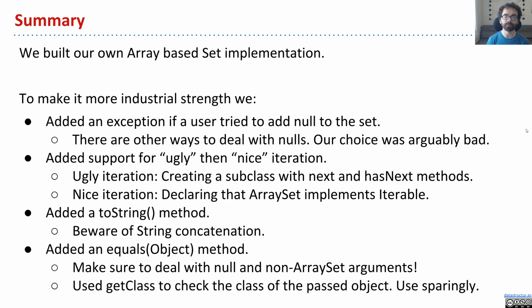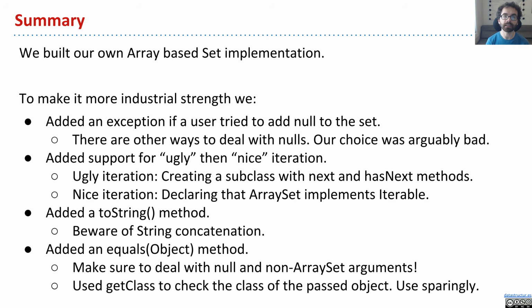We then added support for iteration. First we did ugly iteration, then nice iteration. And nice iteration was the for each loop that we know and love from Java. For ugly iteration, that meant creating a private class that had a next and a hasNext method, and giving an external user of our class the ability to somehow get a reference to that object. In our case, we created a method called iterator that returned a reference to one.